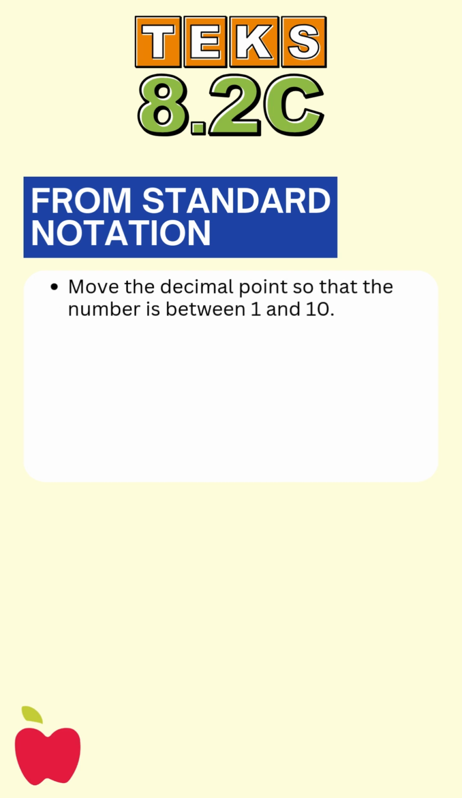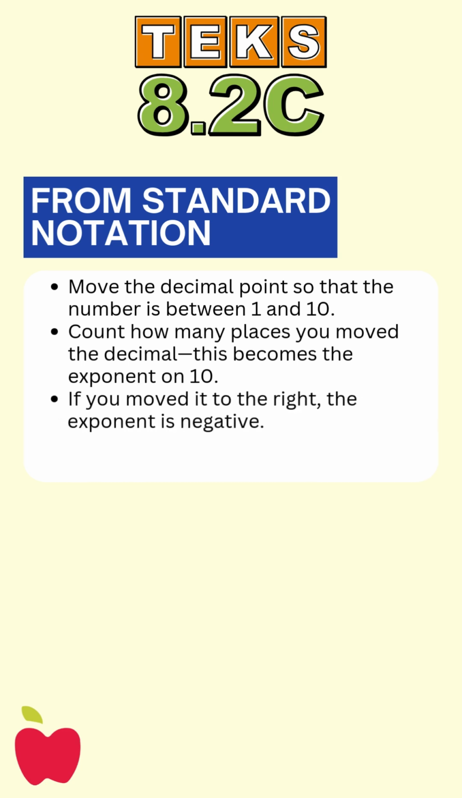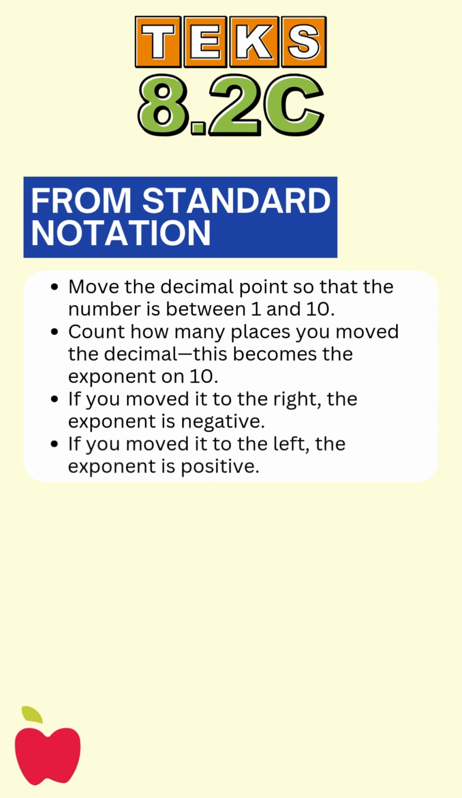So remember, to convert from standard decimal to scientific notation, move the decimal point so that the number is between 1 and 10. Count how many places you moved the decimal. This becomes the exponent on 10. If you moved it to the right, the exponent is negative. If you moved it to the left, the exponent is positive.